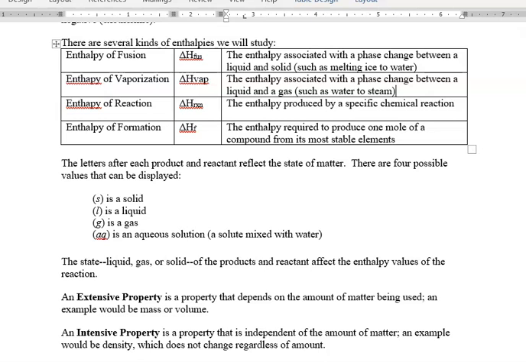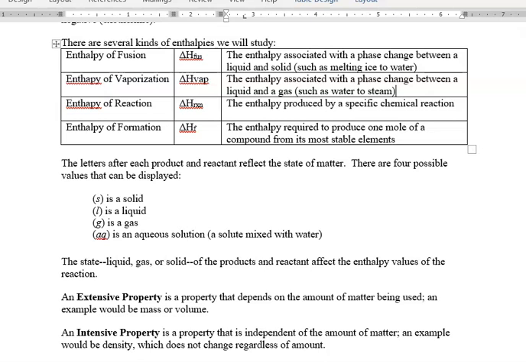It's opposite direction. Okay, enthalpy of reaction is the enthalpy produced by a specific chemical reaction. The molar enthalpy of reaction, by the way, would be the enthalpy produced by reacting 1 mole of a substance. And oftentimes that's what you want to know. Enthalpy of formation is the enthalpy required to produce 1 mole of a compound from its elements in their most stable form and at standard state conditions, which is generally 1 atmosphere and 25 degrees. You'll see an example of this later, so don't worry too much about that.